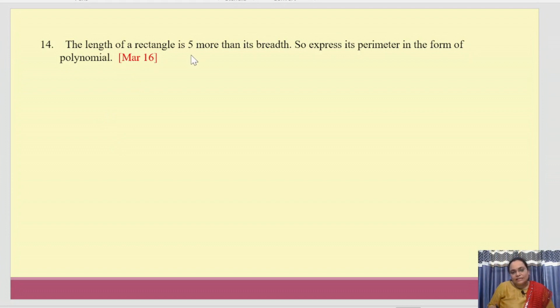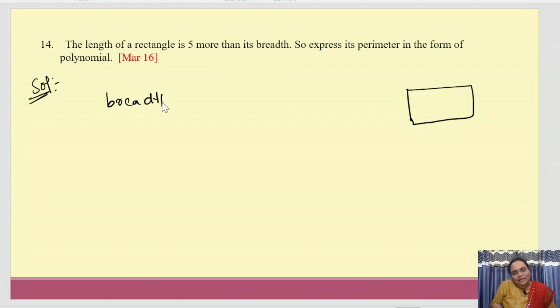The length of a rectangle is 5 more than its breadth. So, express its perimeter in the form of a polynomial. So, let us solve this question. This is the rectangle. The length of a rectangle is 5 more than its breadth. So, let us take breadth is equal to x meters. So, breadth will be x.